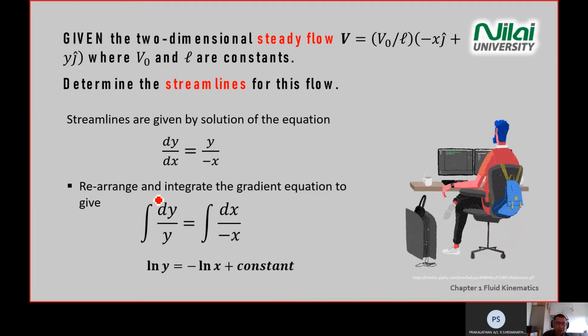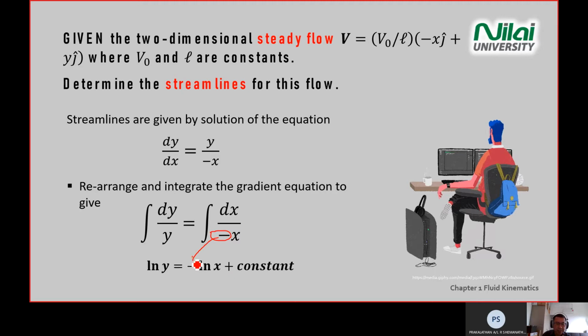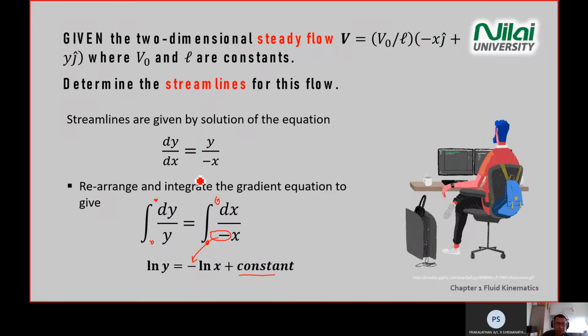So recall back your integration knowledge. You integrate 1 over y, you get ln y. You integrate 1 over something, you get ln something. Of course, remember to carry the negative sign. And because we don't have boundary conditions here, that's why we have a constant there. Now, how you arrive from here, you need to refer back to your calculus integration chapter.